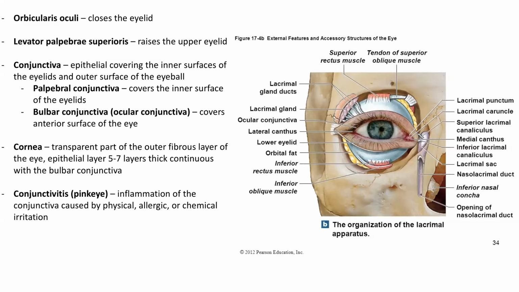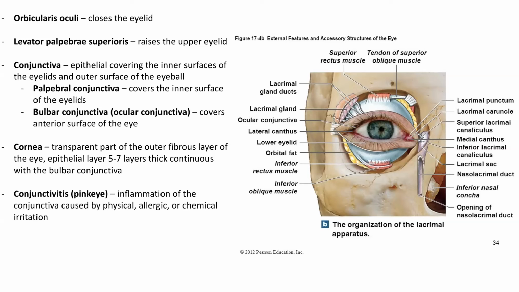Moving deeper, we've got the muscles around the eye. The orbicularis oculi is the circular muscle around the eye and helps to close the eyelid. The levator palpebrae superioris helps to raise the upper eyelid, to open your eyelid. Then we have the conjunctiva, which is deeper than that. It is the epithelial covering of the inner surface of the eyelids and the outer surface of the eyeball. The palpebral conjunctiva is the inner surface of the eyelids, and it is continuous with the bulbar conjunctiva, which covers the anterior surface of the eye.